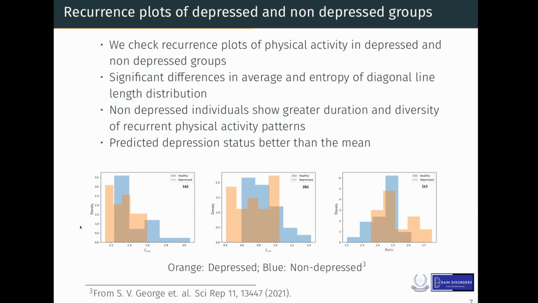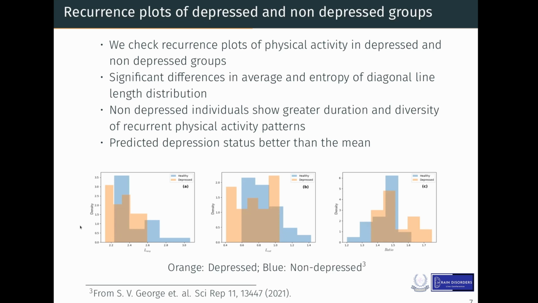And the diversity of these, which means the types of things that you do, right? Depressed individuals seem to show a lesser diversity of these. So for instance, if you take a walk every day, and you cycle to work every day, and maybe every week you go to the gym, right? Now we seem to find that depressed individuals show a lesser number of these activities.